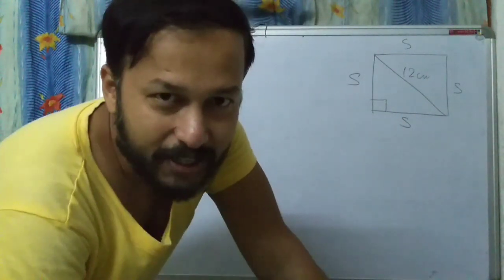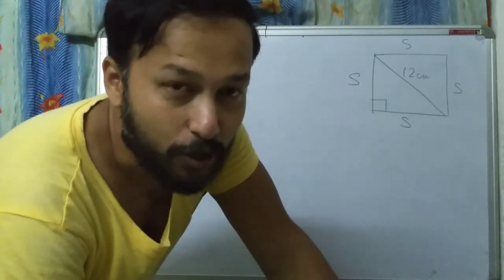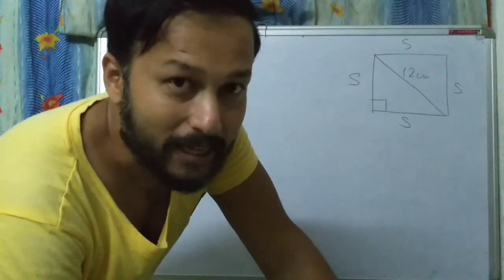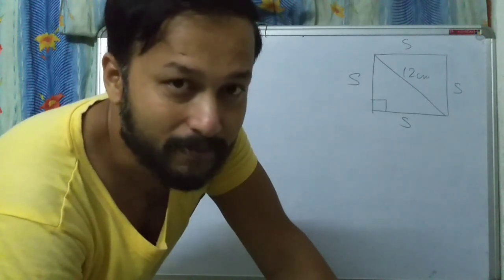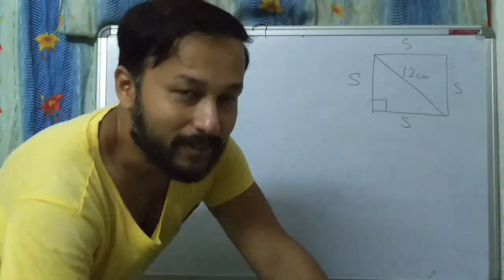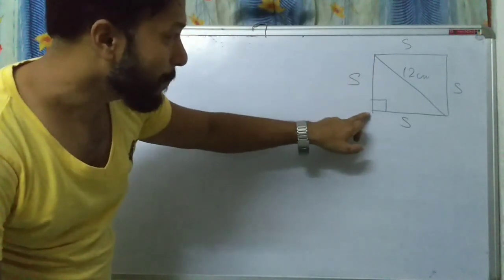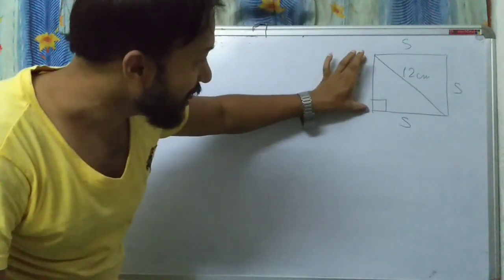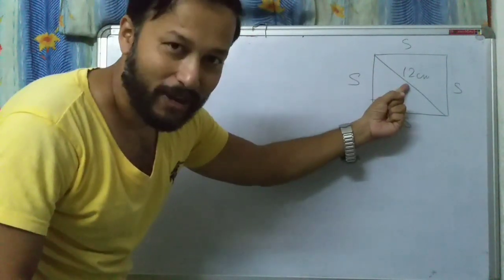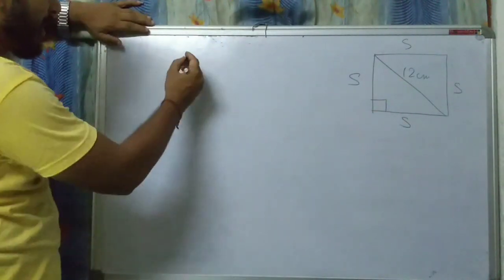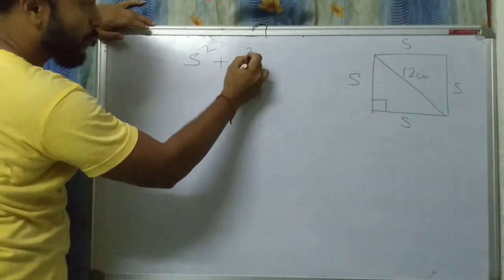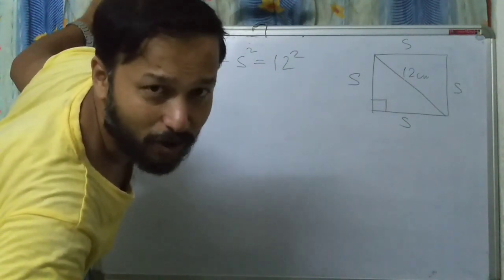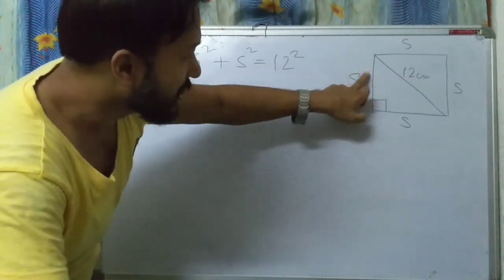So how to find the side? To find the side, we will use Pythagoras theorem. How to use Pythagoras theorem? Side square plus side square equal to this square. Let's write. S square plus S square equal to 12 square. Simple formula, Pythagoras theorem. Very helpful to find the side.